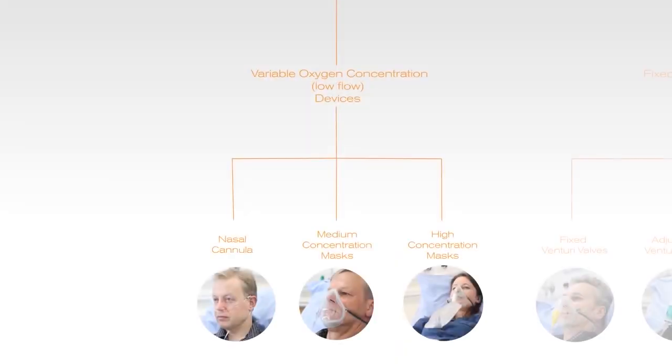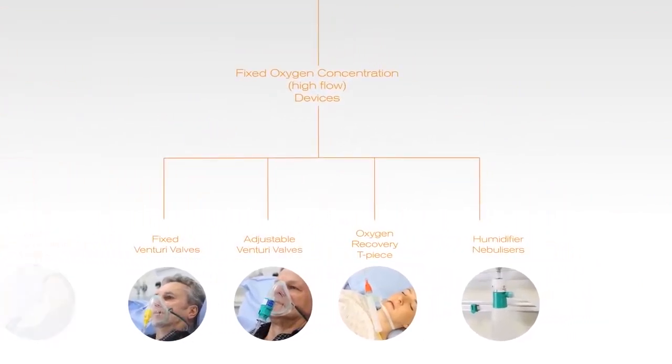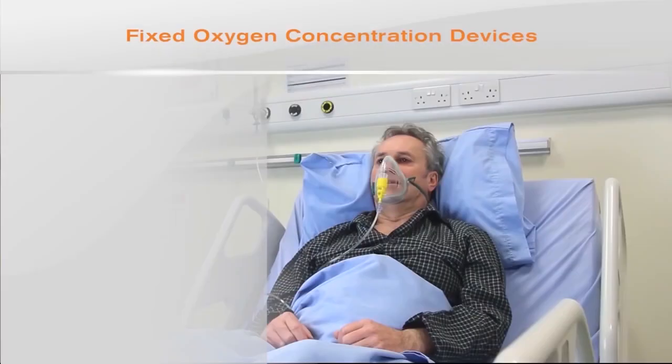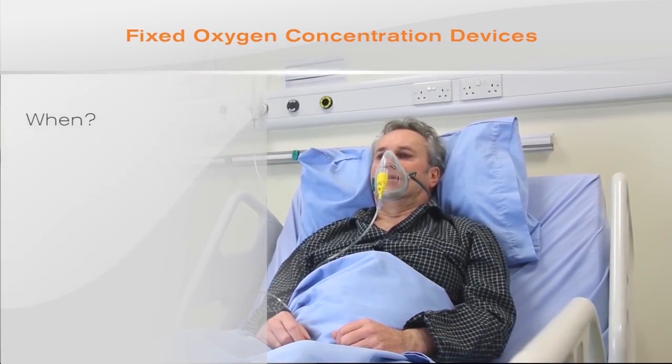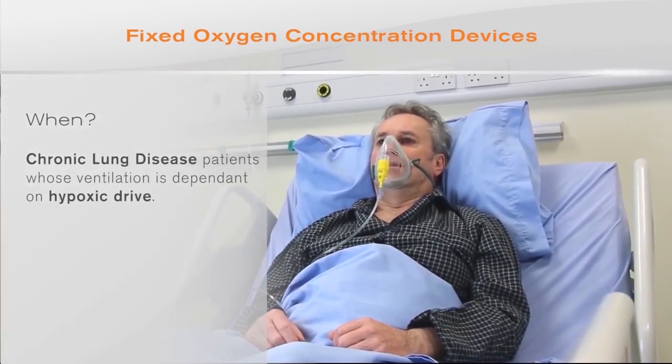Now let's look at the fixed oxygen concentration devices, also known as high-flow devices. These provide sufficient flow of gas to meet all the patient's minute ventilation requirements. Firstly, why would you use a fixed oxygen concentration device?